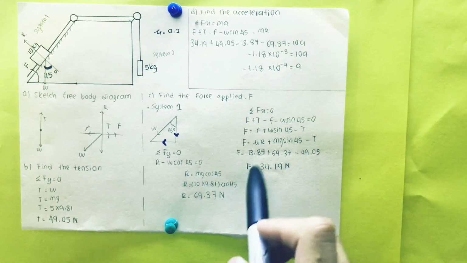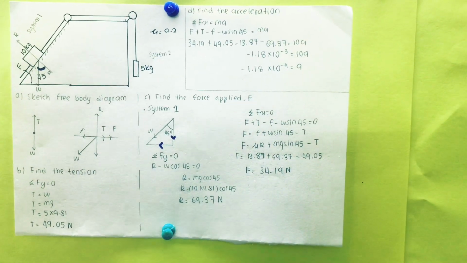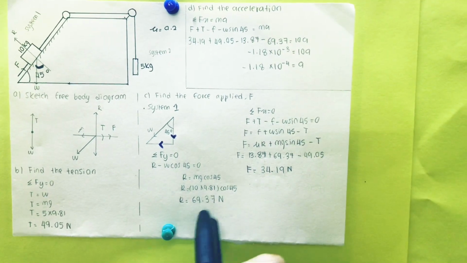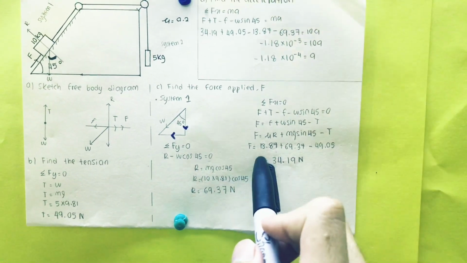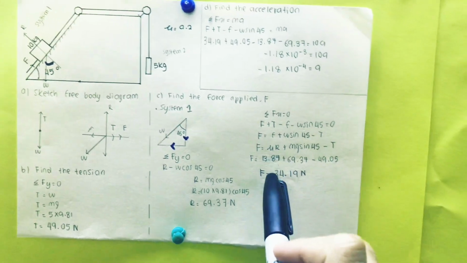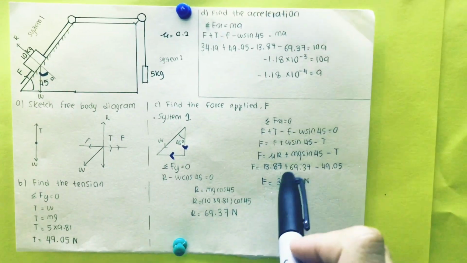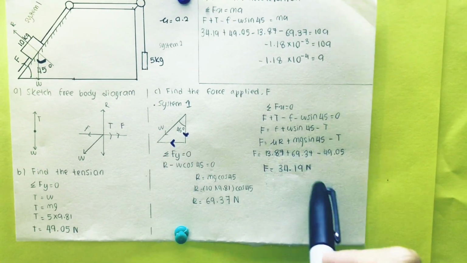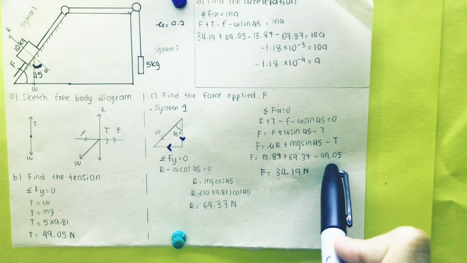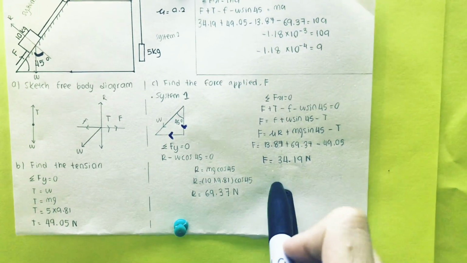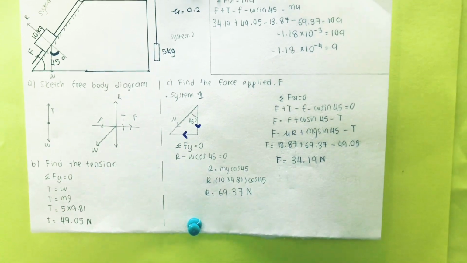So for the coefficient 0.2 times 69.37, we got 13.87, plus 69.37, minus 49.05. So the force that we got is 34.19 Newton.